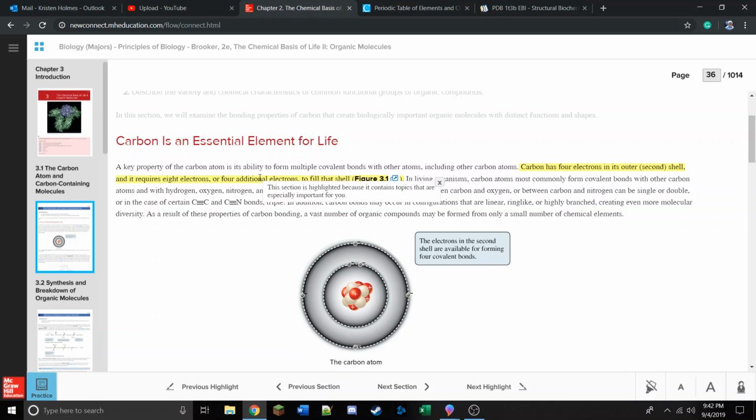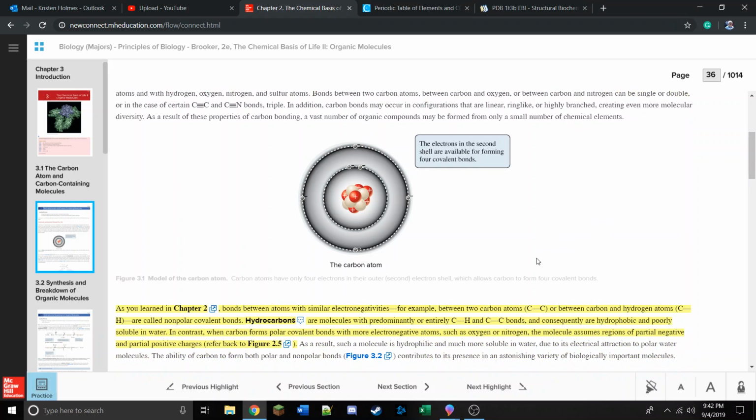Alrighty, so we're starting off with carbon is an essential element for life. Basically, the important thing to know about carbon here is carbon has 4 filled and 4 empty slots in its valence shell. Because it has those 4 open slots, it can fit a lot of different other molecules in it, in a lot of different ways, and that gives it a huge versatility, and that's why it makes up a huge majority of organic molecules.